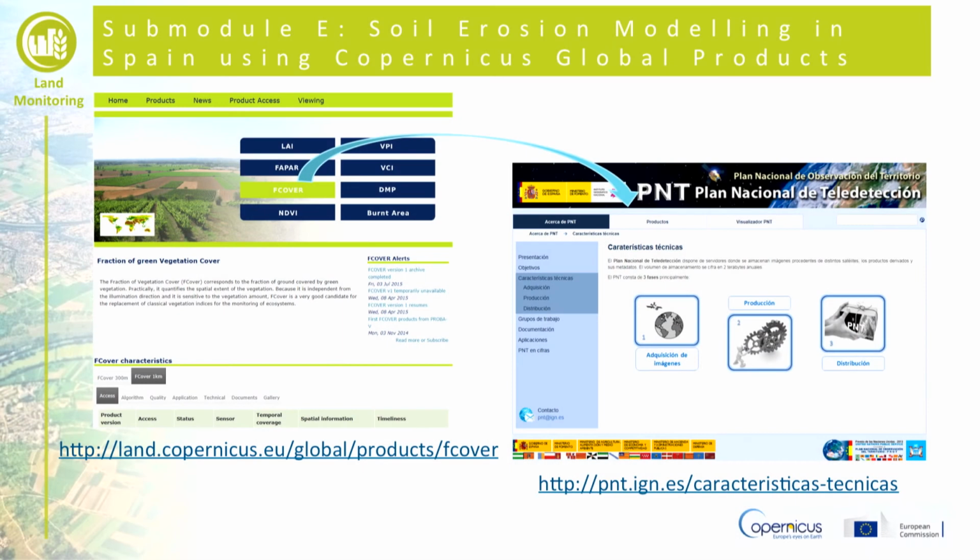So here you can see an example. On the left-hand side, you have a screenshot from the Copernicus portal, Global Component Products, and on the right-hand side you see the transfer, how this is organized in the Plan Nacional de Teledetección, which provides these data then in a Spanish fashion.